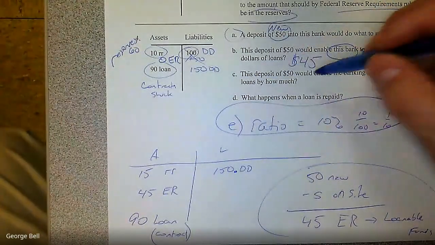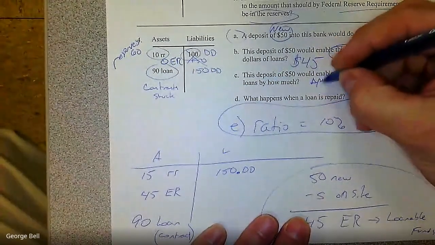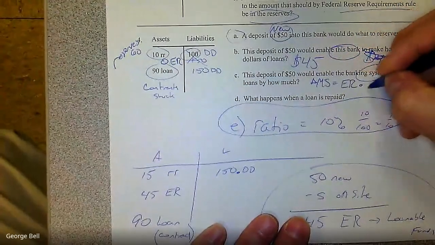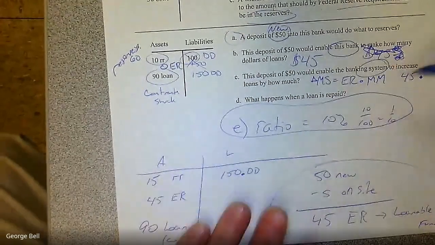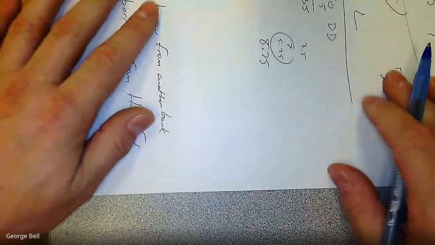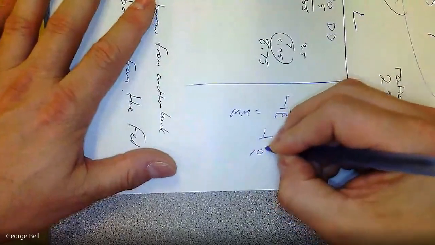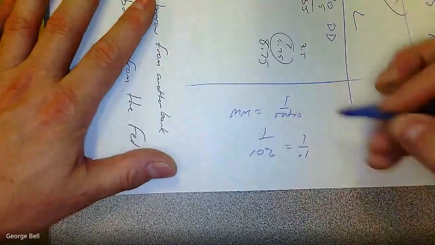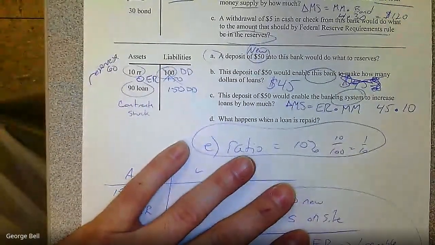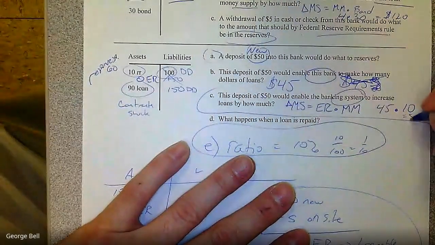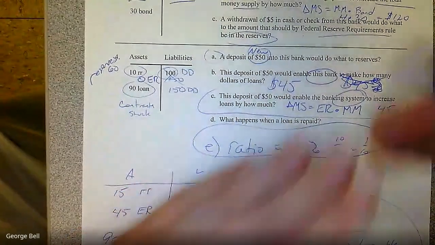Letter C says this deposit of $50 would enable the banking system to increase loans by how much? Well, because this is a system question, the change in money supply is going to equal the excess reserve times the money multiplier. And so that equals 45 times the money multiplier. We got to find that money multiplier. The money multiplier equals 1 divided by the ratio. That's 1 divided by 10%. That equals 1 divided by 0.1. So how many times does 10 cents go into a dollar? That's 10. So the money multiplier is 10. So this deposit then is going to do how much? The answer is $450. That's how much the money supply is going to grow.